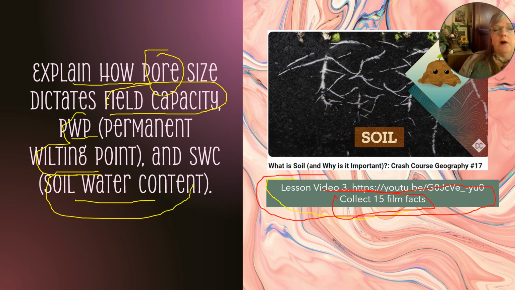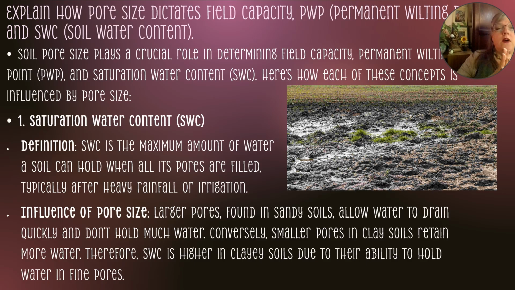We're going to start taking apart this pore size. So soil pore size plays a crucial role in determining field capacity, permanent wilting point, and saturation water content. Saturation water content is the maximum amount of water that a soil can hold when all of its pores are filled. You see how much water there is on this field? It's full. That's saturated. All the pores are filled, typically after heavy rainfall or irrigation.